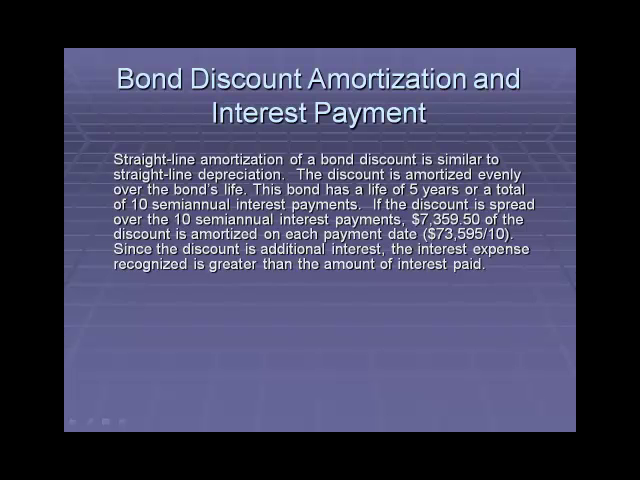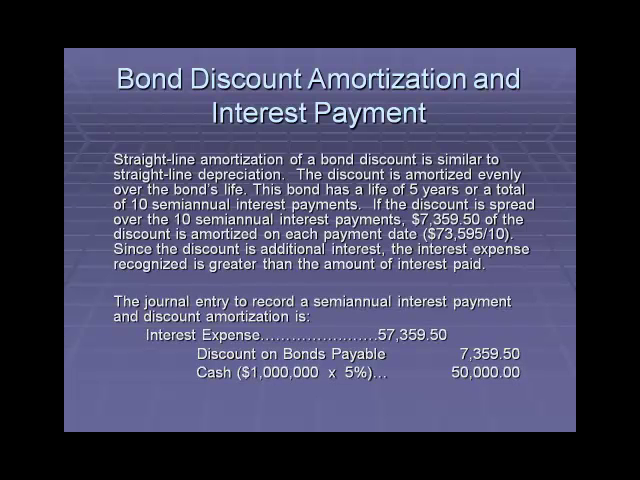Since the discount is additional interest, in reality, the interest expense recognized is greater than the amount of interest paid. So the journal entry to record a semi-annual interest payment along with the discount amortization is debit interest expense for the total of the amortization and the cash payment interest amount, credit the discount on bonds payable for the amount of the discount amortized, and credit the cash for the $50,000 that's actually going out in the form of interest payments.